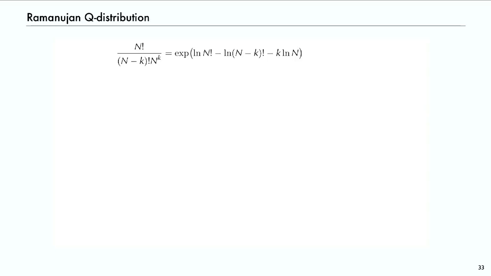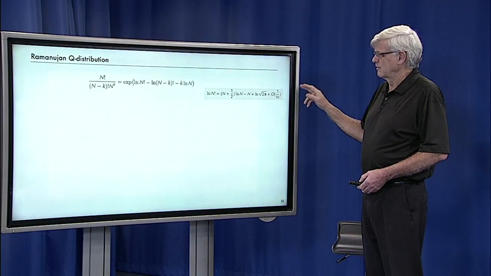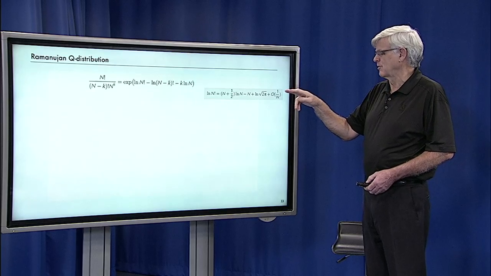Well, the first two are just handled with Stirling. So we'll use Stirling's approximation to log n factorial and plug that in both of these cases. That says log n factorial is (n plus 1/2) log n minus n plus log of the square root of 2 pi plus O of 1 over n. That's what we'll use for the first term.